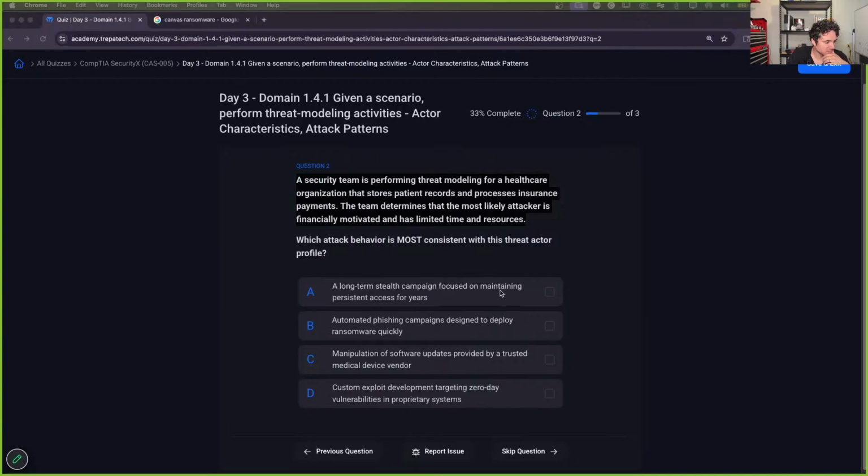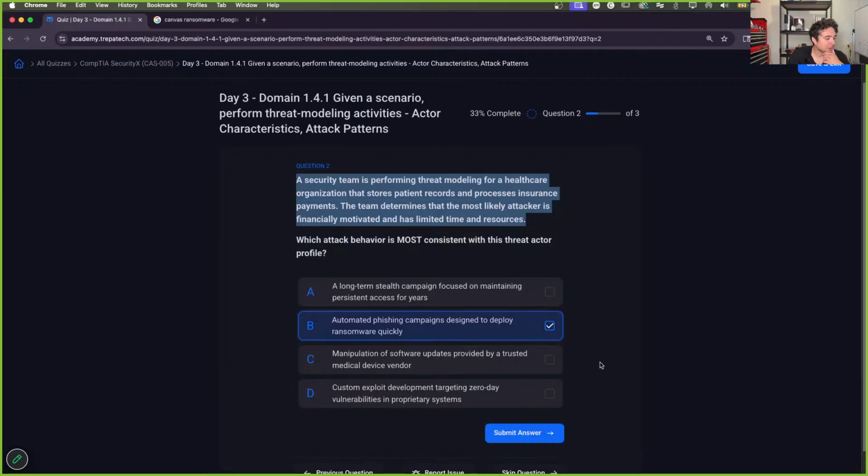So time is limited, so it's not A, it's not long term. Manipulation of software updates provided by trusted... And no, that's not it. That's not an attack behavior. Custom exploit development targeting 0-day, that will take a lot of time. So I'm going to go with B here.